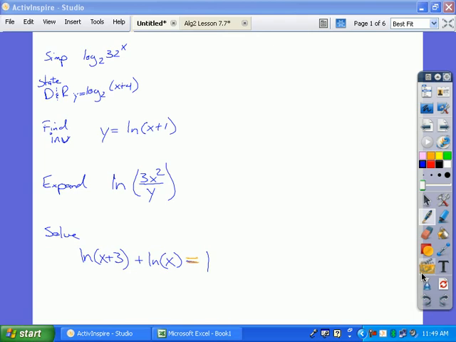All right, this is Mr. Smith here, and we are preparing for our quiz over section 7.4 to 7.7, and here are 5 problems that I think reflect the material pretty well.